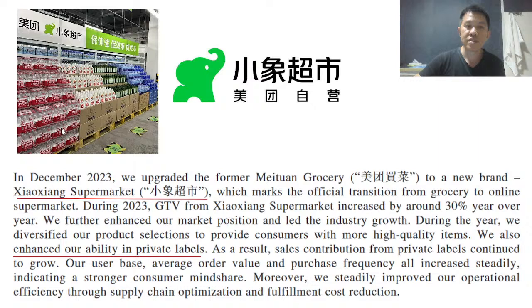So what they're doing is different from Freshippo. Freshippo, they attack the mid-end and the high-end market. Freshippo imports goods, for example the Australia lobster, Australia cranberry, blueberry. Then they have the Australia beef. Then they also have the European and Australia wine, all this, to sell in the Freshippo. So it's the more high-end one.